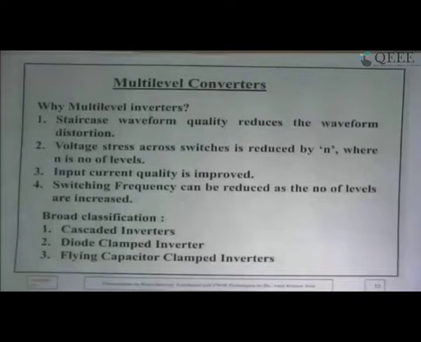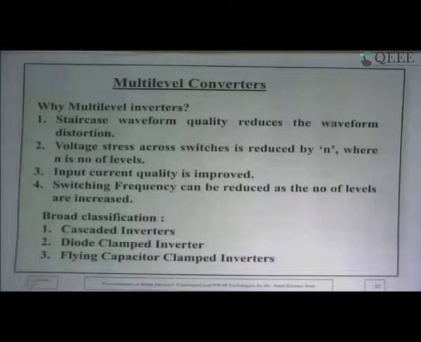In 2-level you have to do the same thing in the next cycle. The level is shifted only in the next cycle, but here in a multi-level converter you are shifting within the same cycle. So there are advantages like the quality of output voltage waveform is improved, and quality of current definitely will improve because of the improvement in voltage.